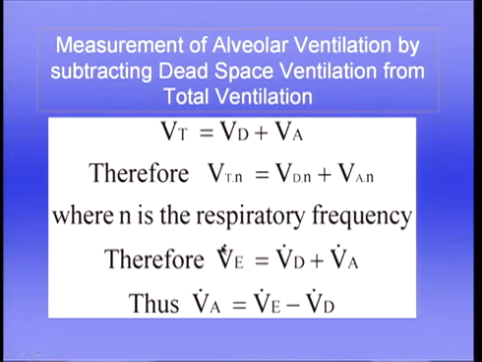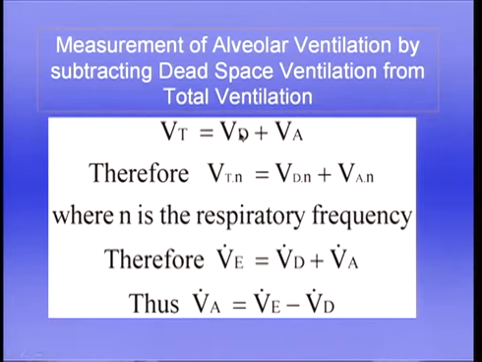So the total ventilation is equal to the ventilation of the dead space plus the ventilation coming from the alveoli. Well, we simply rearrange that, and that gives us an equation for alveolar ventilation. Now you may say that looks like a very simple thing to do, and it is, except that it's not so easy to measure the volume of the dead space.